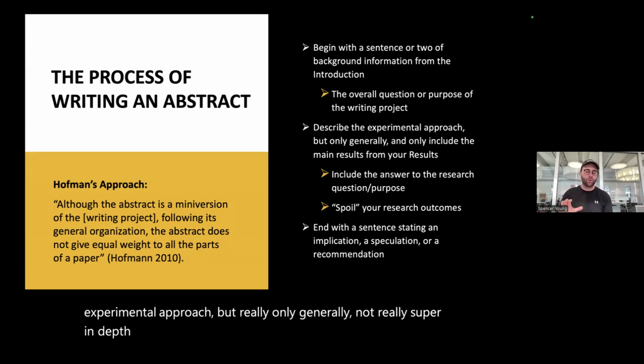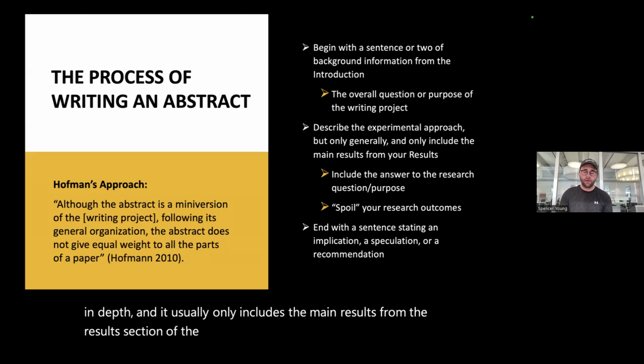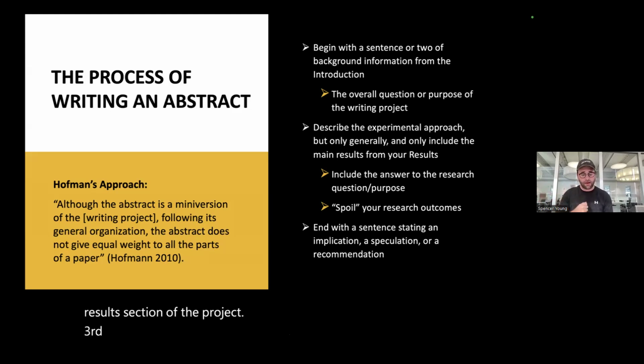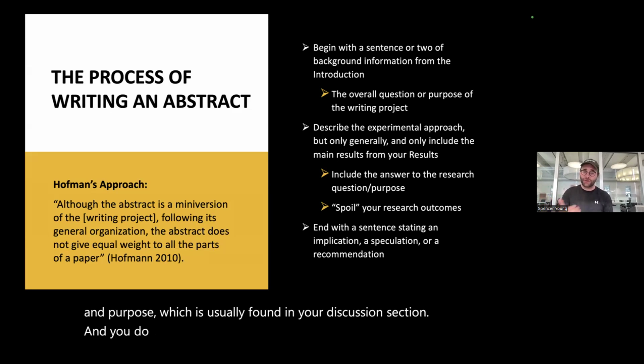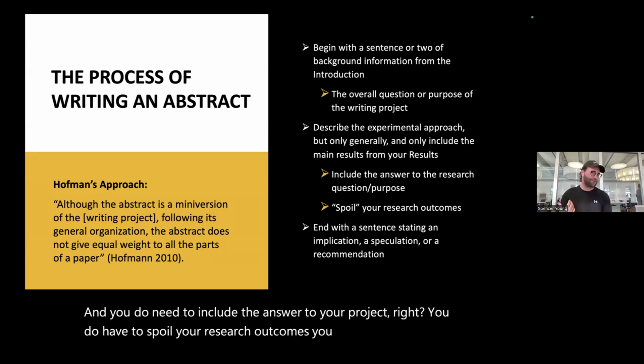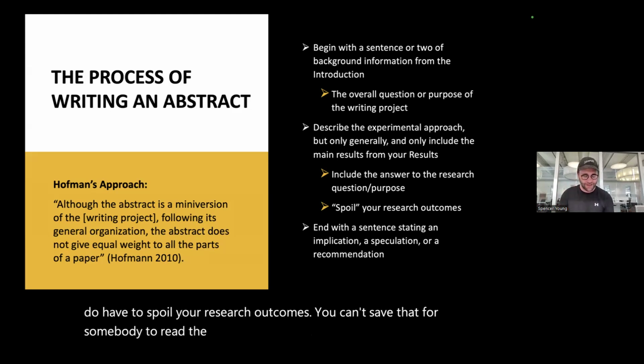Second, the abstract typically describes the experimental approach, but really only generally, not really super in depth. And it usually only includes the main results from the results section of the project. Third, the abstract also contains the answer to the research question and purpose, which is usually found in your discussion section. And you do need to include the answer to your project, right? You do have to spoil your research outcomes. You can't save that for somebody to read the paper, unfortunately.